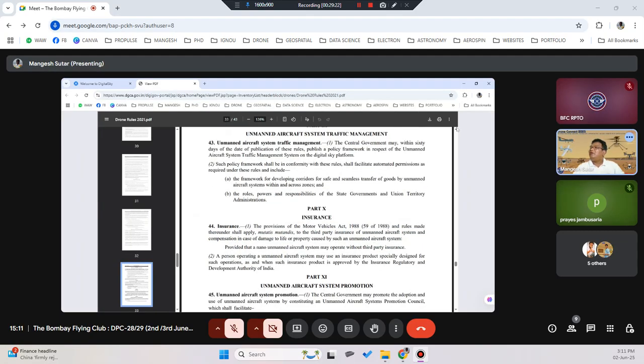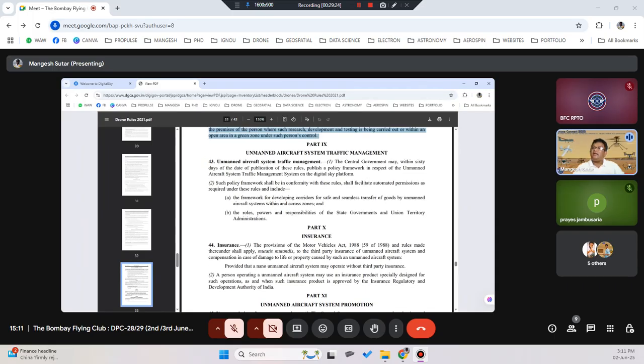Okay, then 9th is unmanned aircraft system. This is currently not valid or not applicable because we don't have any UTM. Apart from the digital sky space or the airspace that we have, there are a couple of OEMs who have already started working on this requirement. They have started building unmanned aircraft system traffic management.